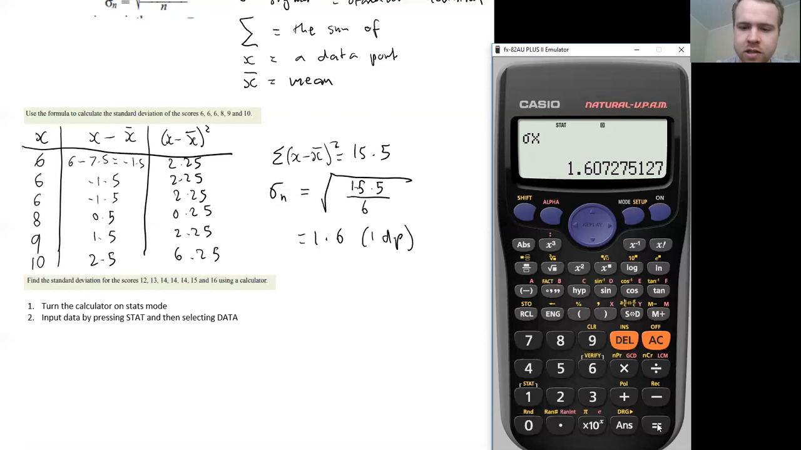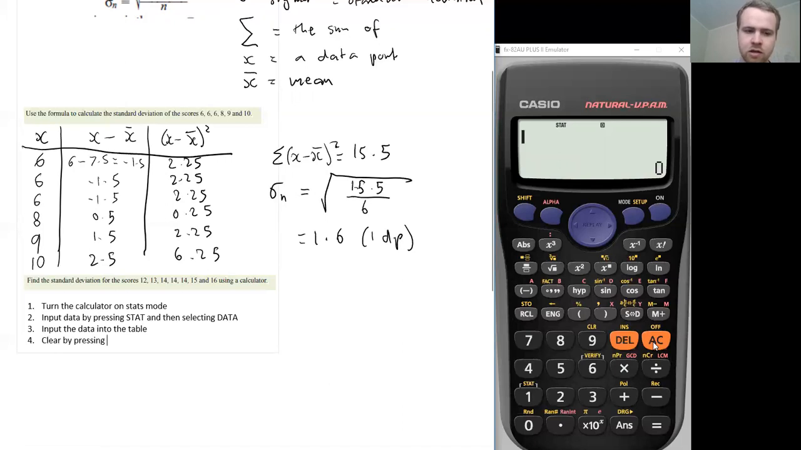So let's do that again one more time, just so that you're clear. Or you can re-watch that if you want, but we're going to do an example question here. So input data, select Data. We're going to input the data into the table. Clear by pressing AC, and then press Shift, STAT, and then we're going to go for Var, and the last thing we had to do was 3 for sigma, which is your standard deviation. So there are your 5 points that you need to do to work this out.